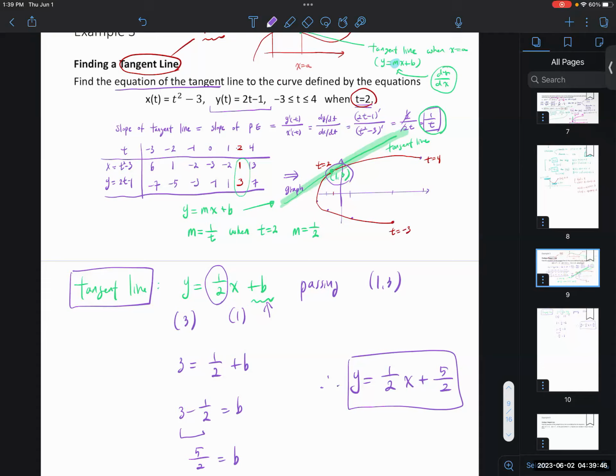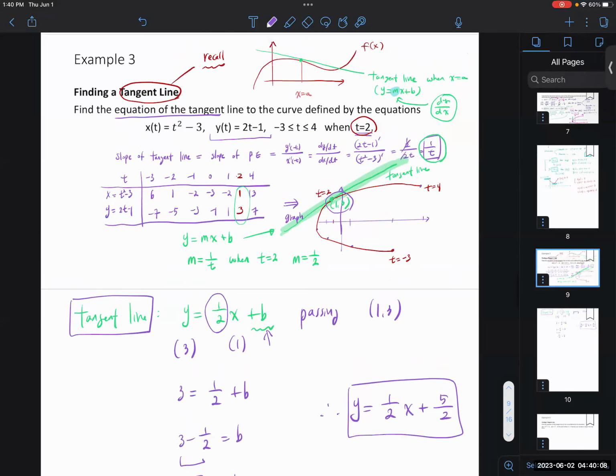This is a very popular question, finding tangent lines, since Calculus 1, 2, and 3. Just your function is changing; we're dealing with a parametric equation. How do you feel? Does it make sense to you? So this is how you do it. I'm going to practice one more example like that. Are you ready? So let's go slowly.